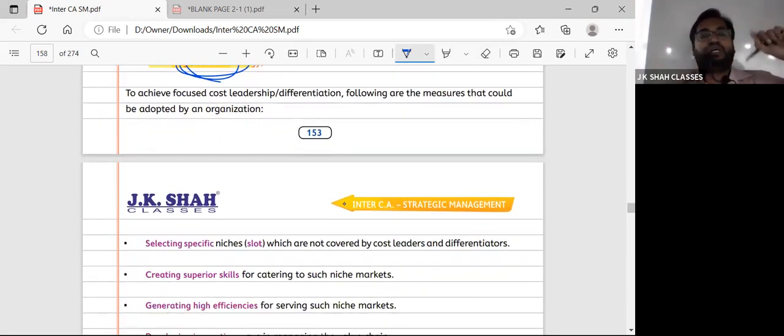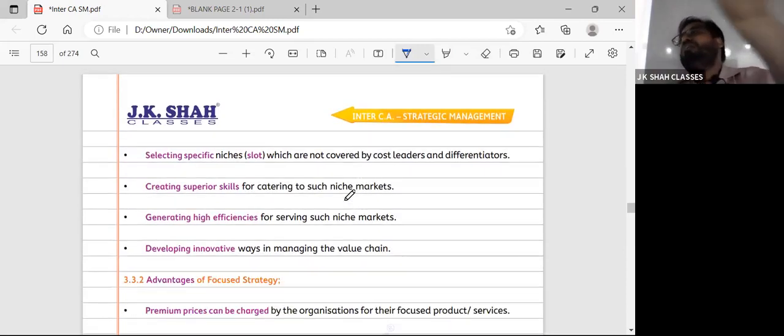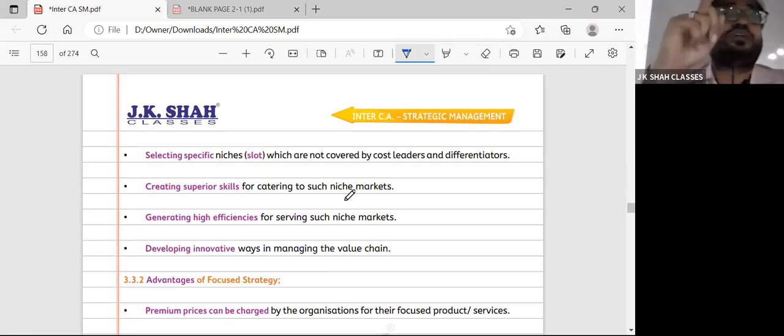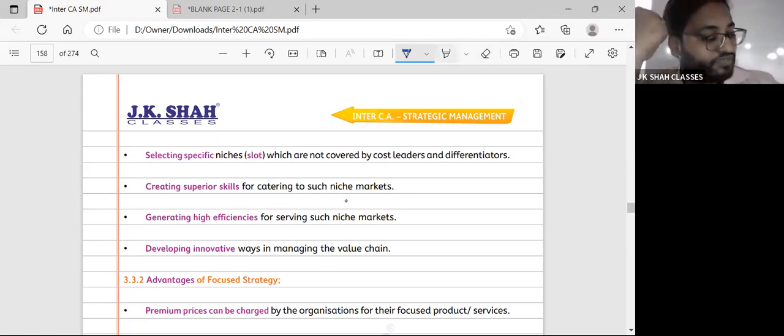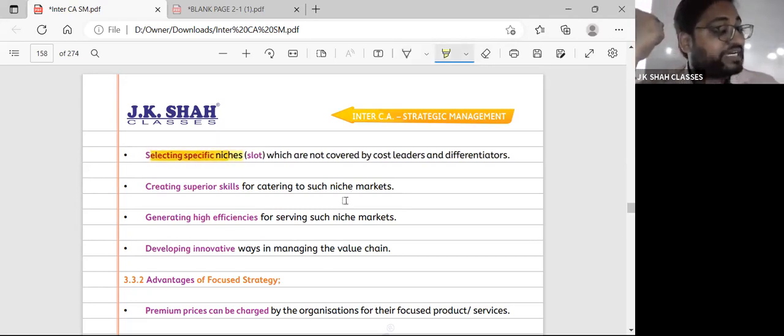So to achieve focus strategy, 4 points you need to be careful about. Very simple and logical. First of all, create your specialization. Create an area of specialization. So if you enter into CA practice, think which area I should specialize in. That is your niche, area of expertise. First point, select a niche. Select a specific niche. You choose one niche, area of specialization.